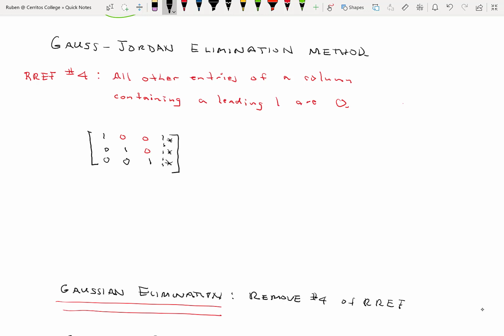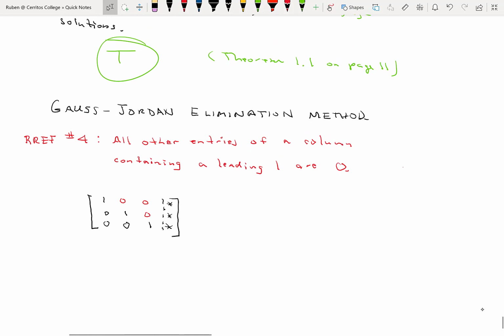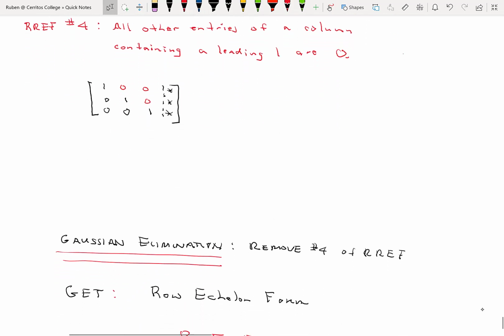method. The Gauss-Jordan elimination method had 4 requirements for the reduced row echelon form, and number 4 said that all other entries of a column that contain a leading 1 are 0. That means we have zeros above and below the leading 1s. Removing number 4 allows for the entries above the leading 1s to be other than 0.